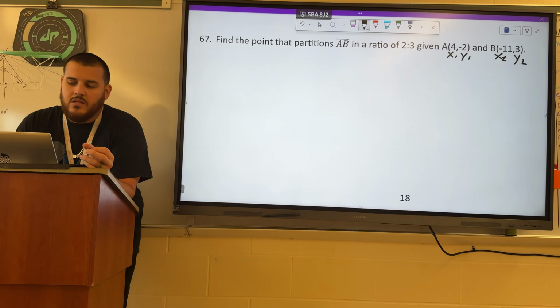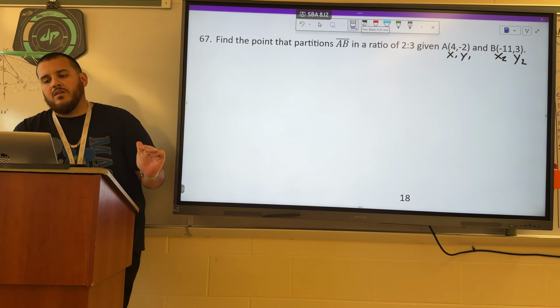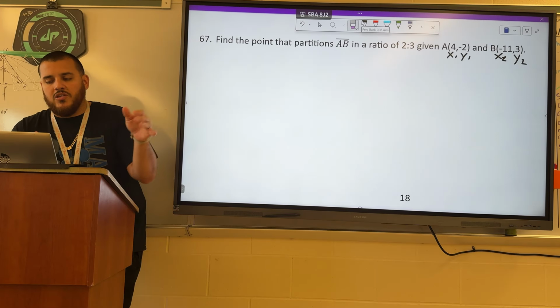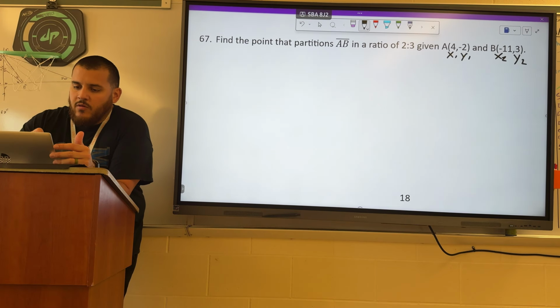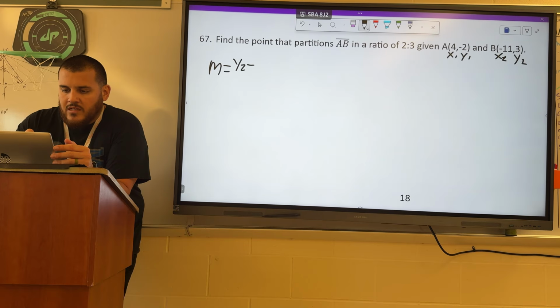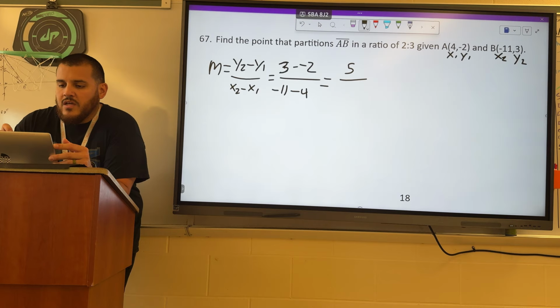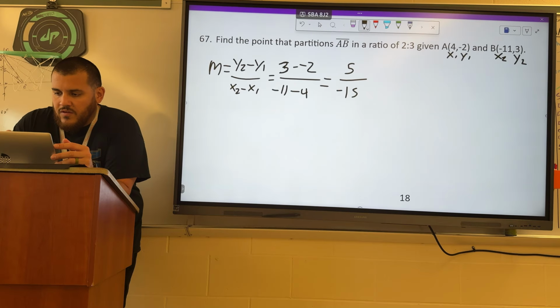So I'm going to label my points, and I must label the first point in the name of my segment with the 1s in order for this to work, because we have direction involved here. From A to B, we're given a ratio of 2 to 3. So A has to be my 1s, and we're going to find the slope between these points. The slope formula is y2 minus y1 over x2 minus x1. So we plug in: my y2 is 3 minus my y1, which is negative 2, over my x2, which is negative 11, minus my x1, which is 4. 3 minus negative 2 is 5. Negative 11 minus 4 is negative 15.